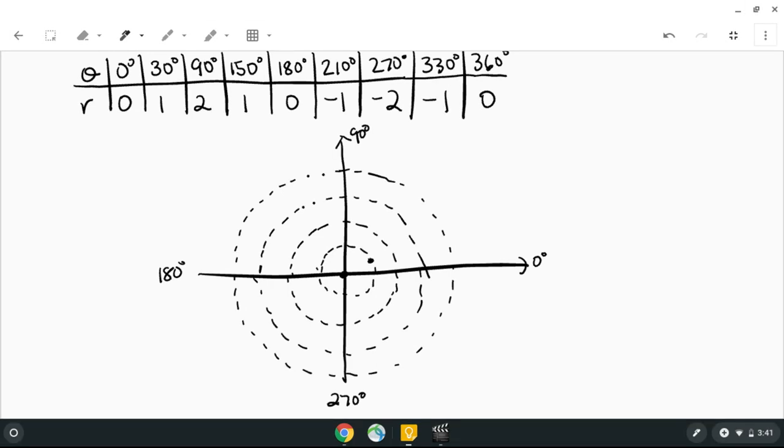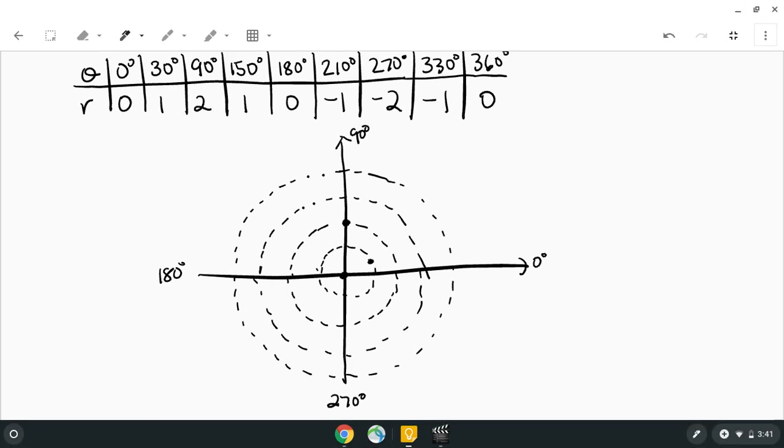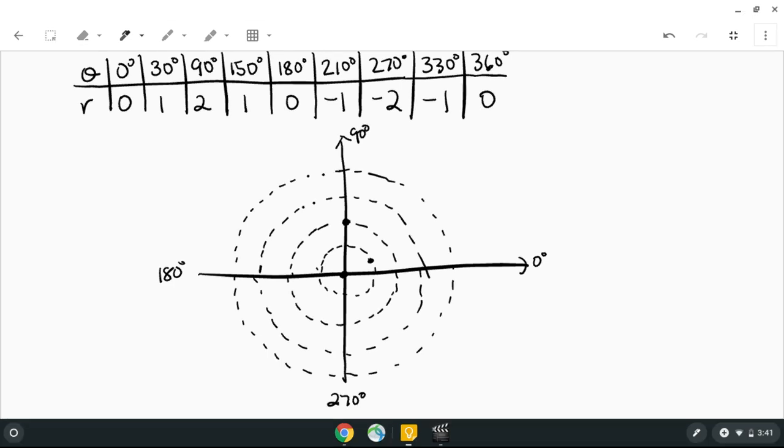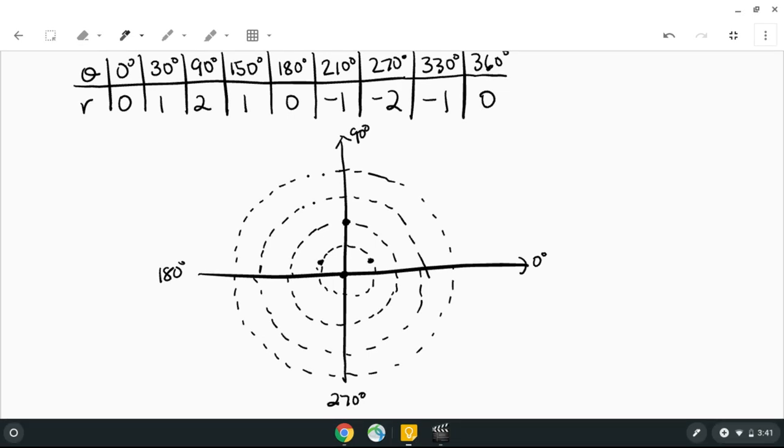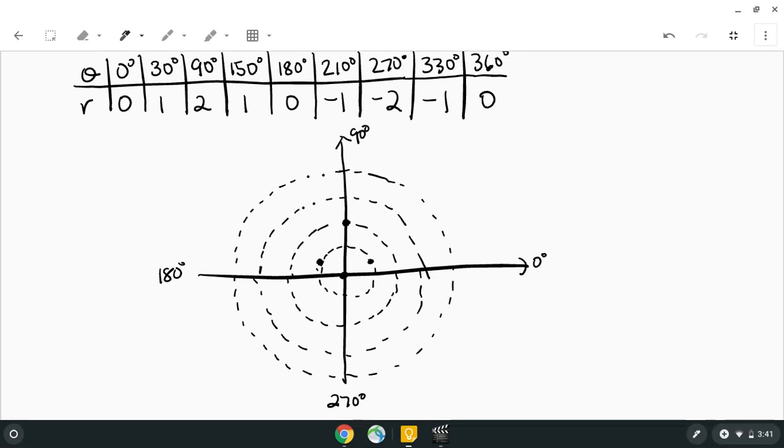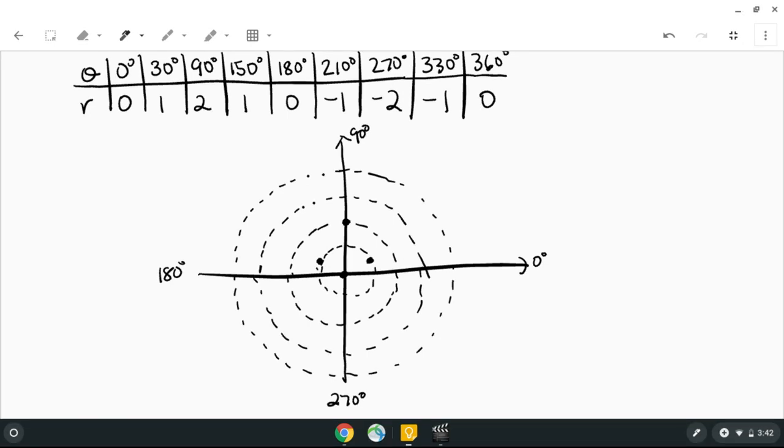90 degrees, 2. 150 degrees is 30 degrees right off of 180, so at 150 degrees we get 1. And then 180 degrees, 0. So that starts to repeat. 210 degrees is quadrant 3 with a 30 degrees reference angle, negative 1. So you have to walk backwards, and that puts us right back here again.